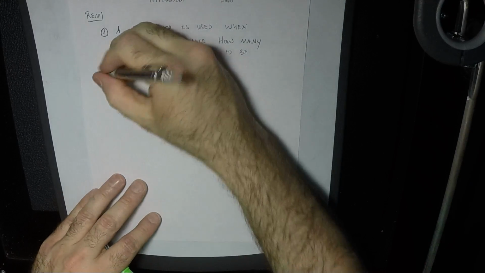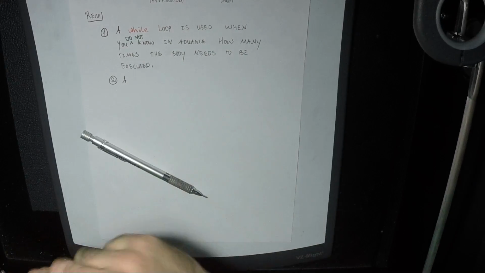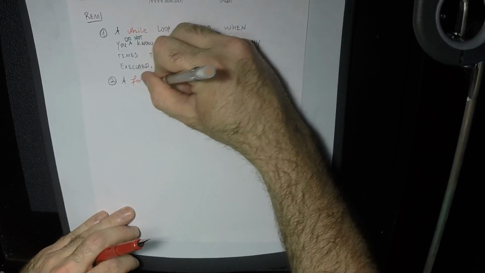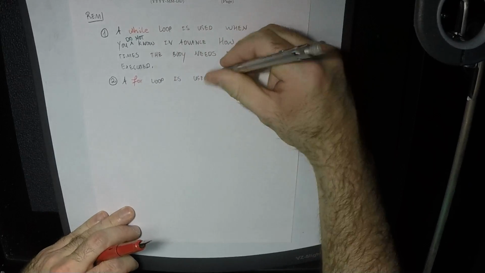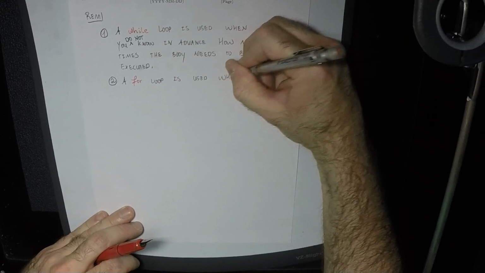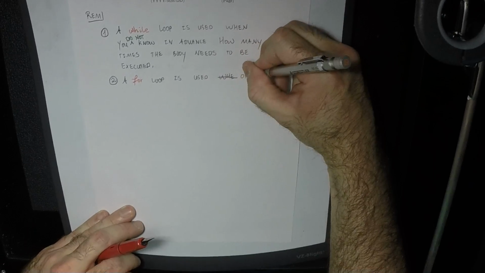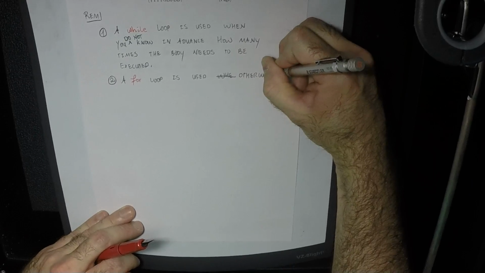Okay, whereas a for loop is used when you do, is used otherwise, more or less. Okay.